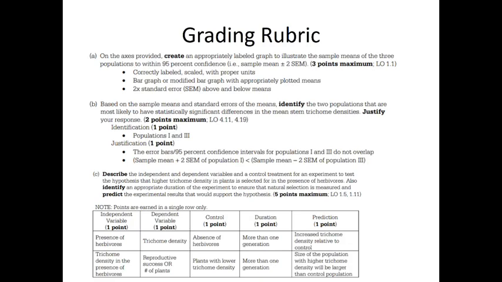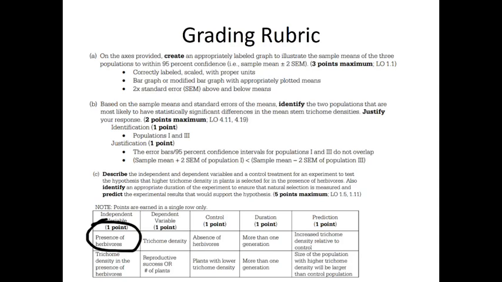Now for part C, again, we're describing an experiment to test the hypothesis that higher trichome density in plants is selected for in the presence of herbivores. This particular part of the question was worth 5 points. You could get 1 point for identifying your independent variable. Now there were a couple of ways to approach this part of the question. The way that I would have approached it, I would have said that my independent variable is the presence of herbivores. Remember that your independent variable is the thing that you are intentionally manipulating and changing, the thing you're trying to test. So we want to know the effect of the presence of herbivores.